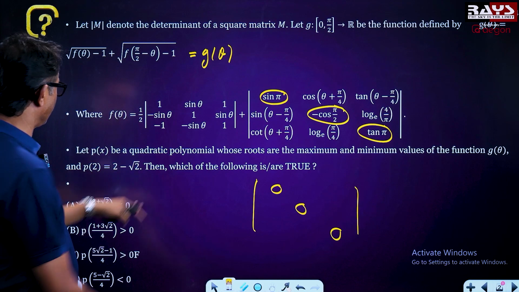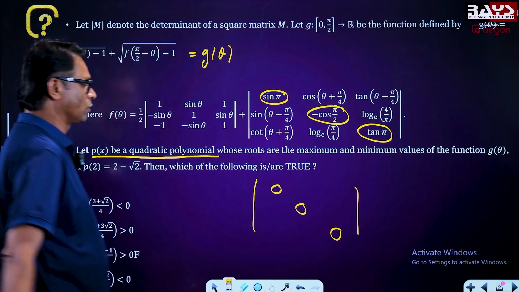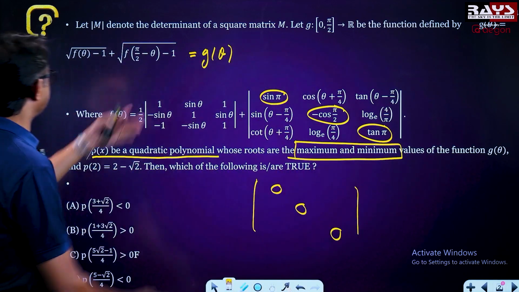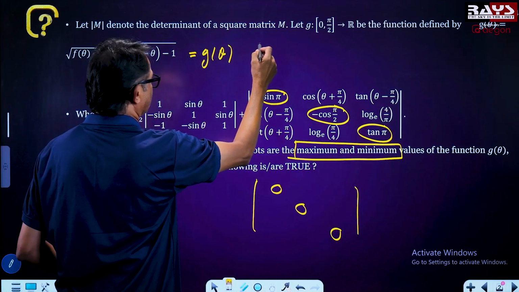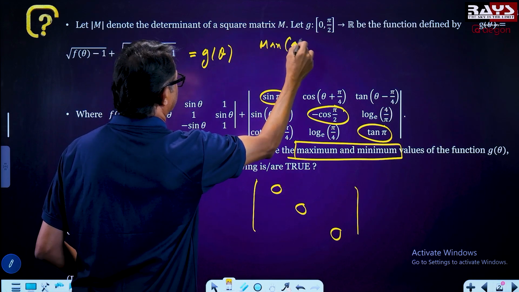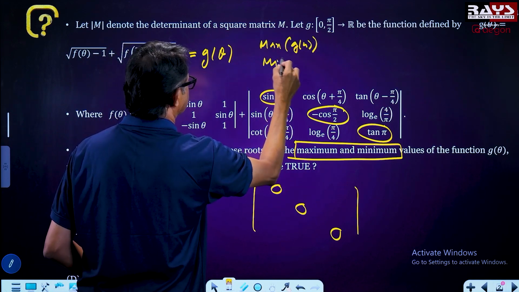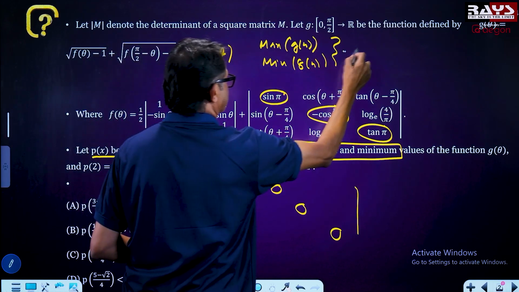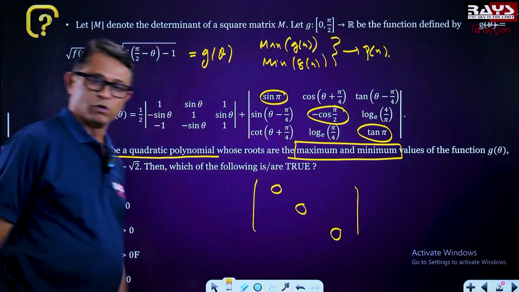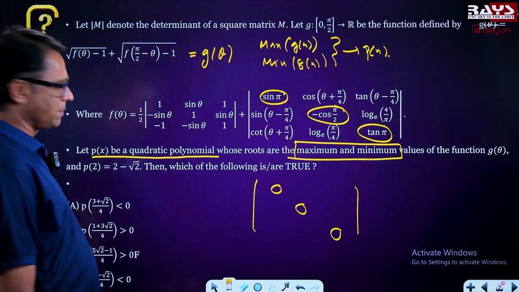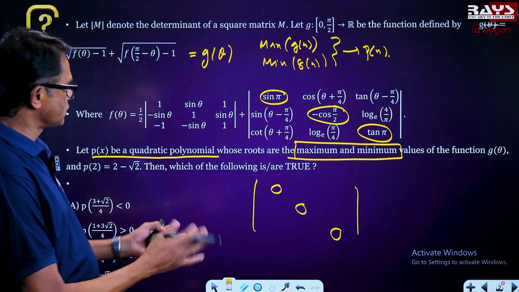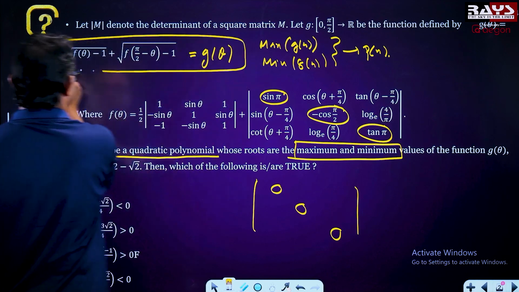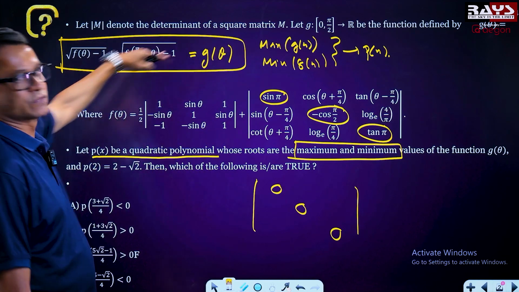Let P(x) be a quadratic polynomial whose roots are the maximum and minimum values of this function g theta. So the roots are the maximum of g(x) and the minimum of g(x). These are the roots of P(x). So P(x) is a quadratic polynomial, and it is given that the roots are the maximum and minimum of this function g of theta. So we have to find the maximum and minimum of this function.